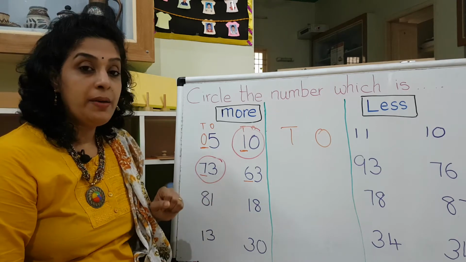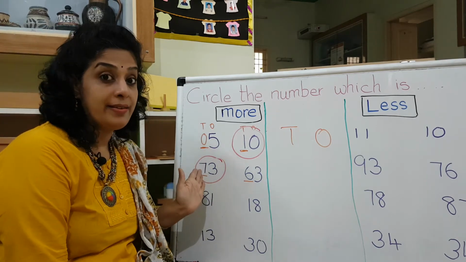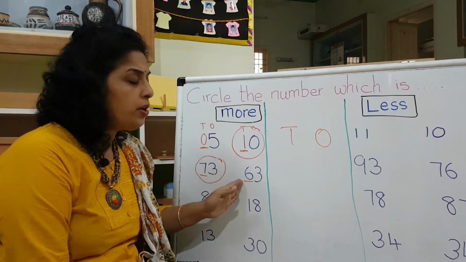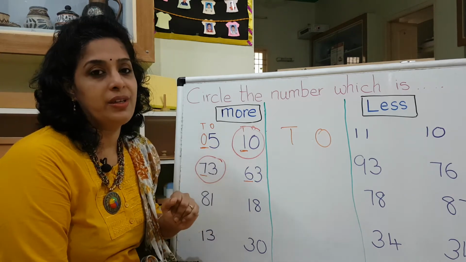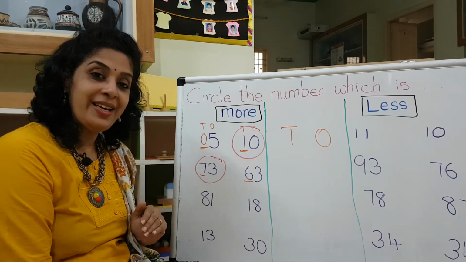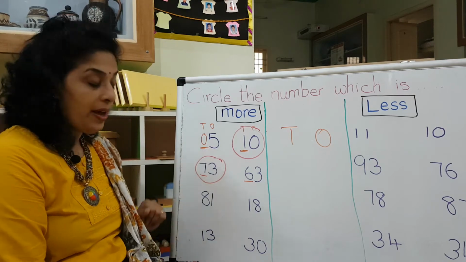You can think of the quantity with the golden bead material also. When you take golden bead material, you will have 7 tens here and 3 units. Here you will have only 6 tens and 3 units. So definitely this is more, right? Great. Next number we will see.